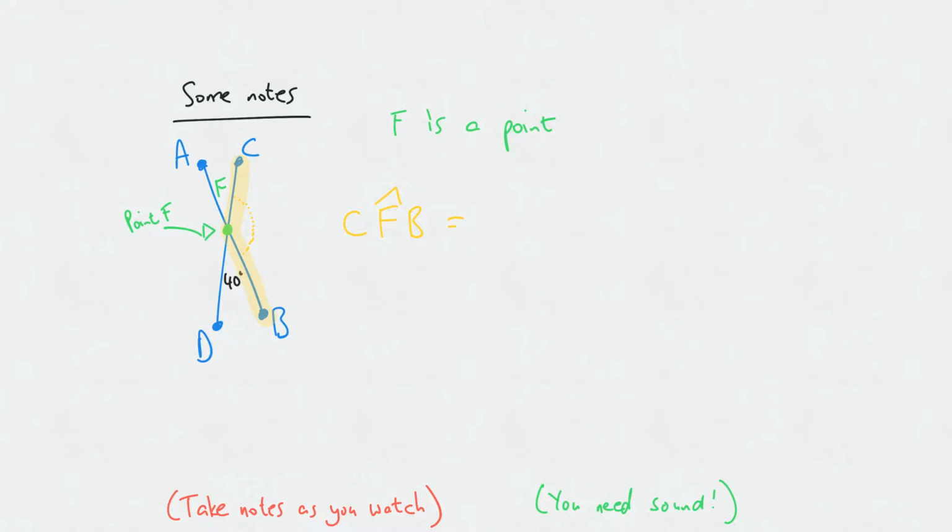Well, if we look at this line here, CFD, we're assuming that it's a straight line. So we know then that CFB equals 180 minus whatever DFB is, this angle over here, and we know what that is. That's 40. If we make a statement, we need to make a reason, and our reason here is angles on straight line. And therefore we can finish this off and say this is 140 degrees.